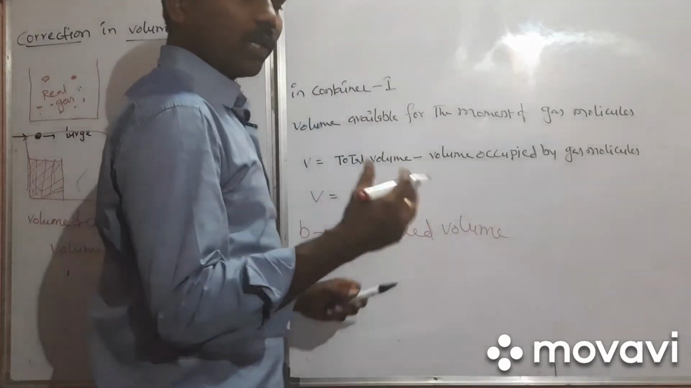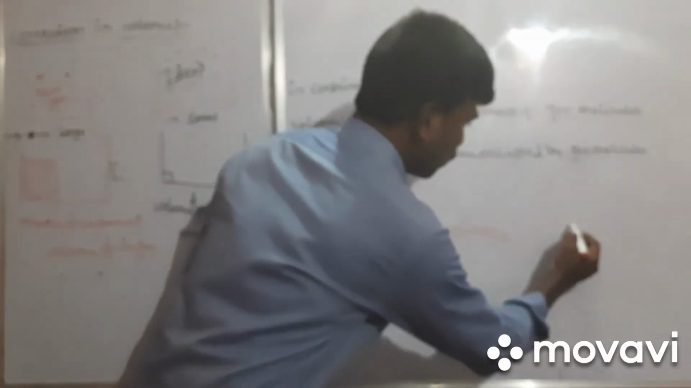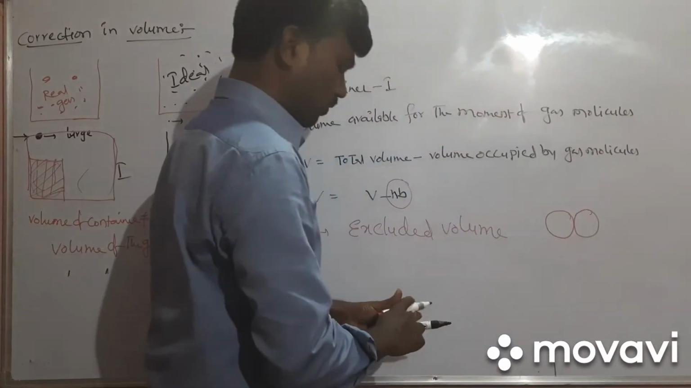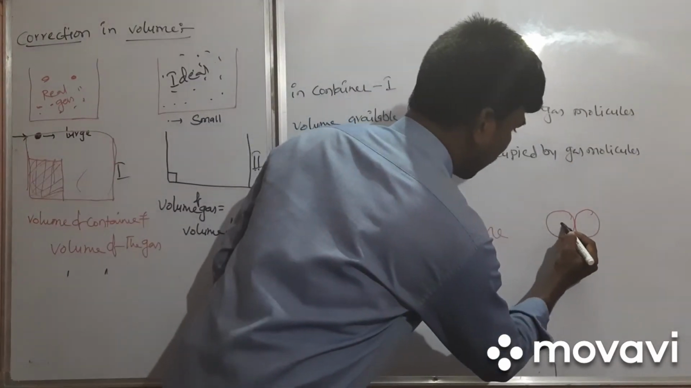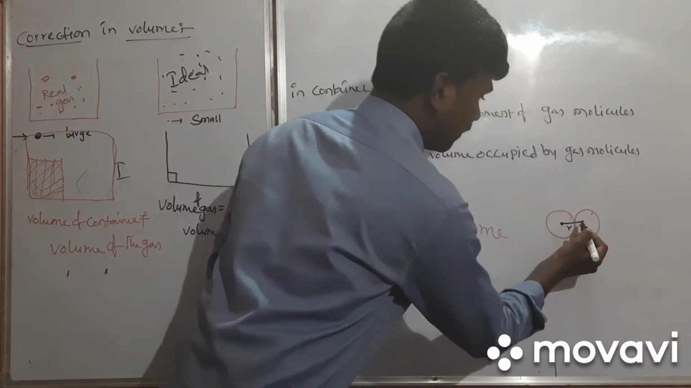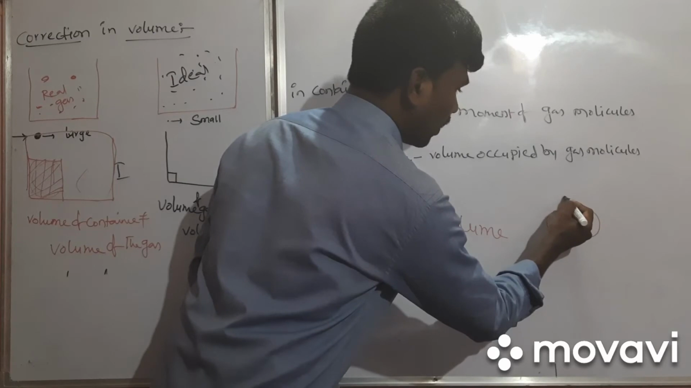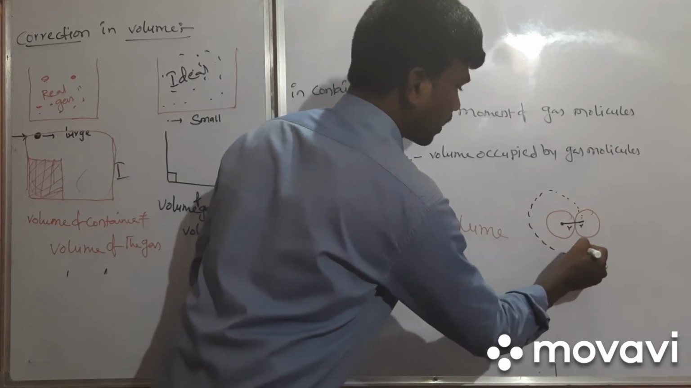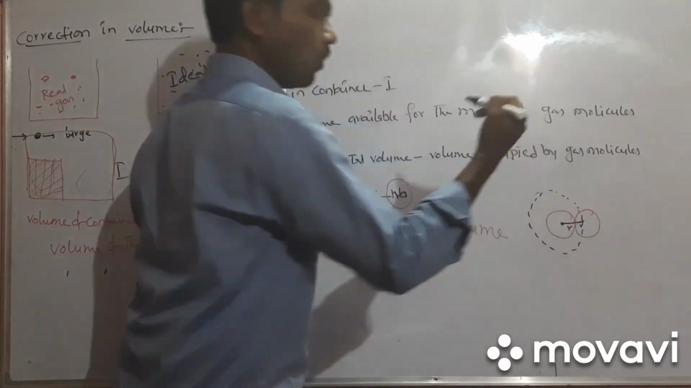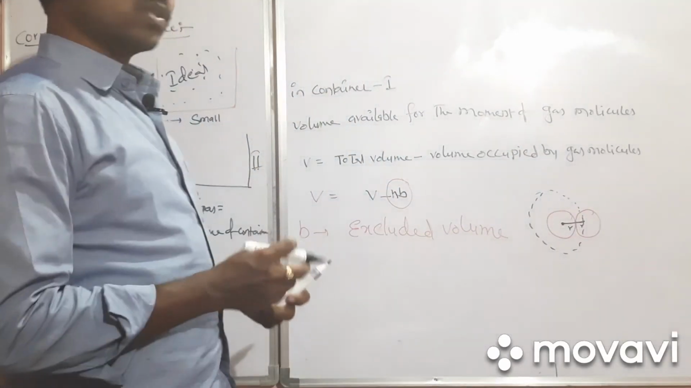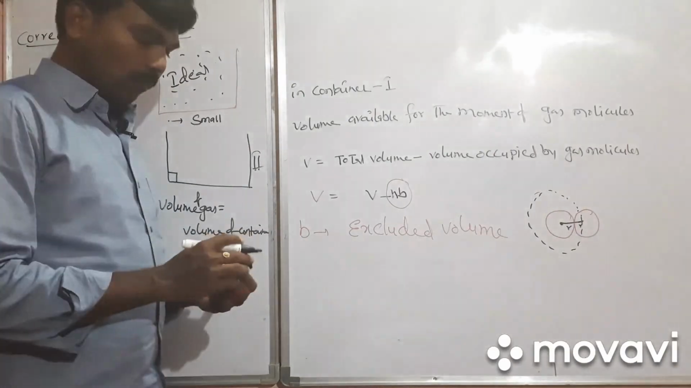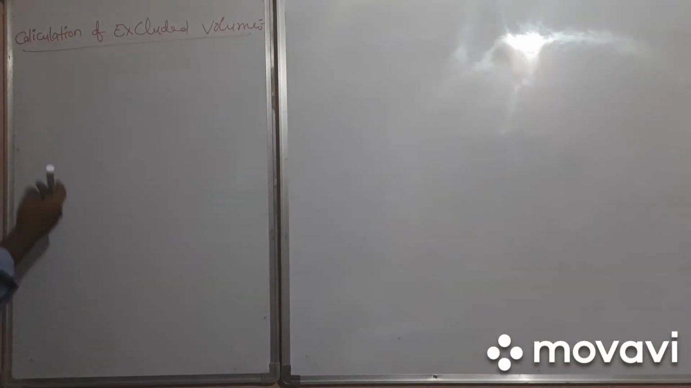Then how can we define excluded volume? If two gas molecules are joining together, the radius of each of these two gas molecules is r. With a radius of 2r, if you draw another sphere like this, this area we call the excluded volume. Then how can you calculate that excluded volume? Now I am going to explain how the volume of the gas is calculated.